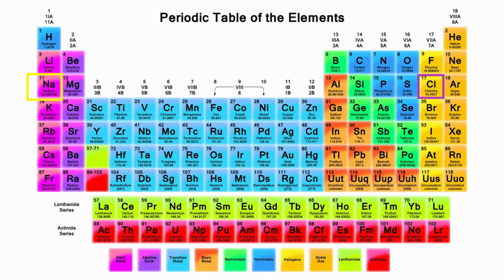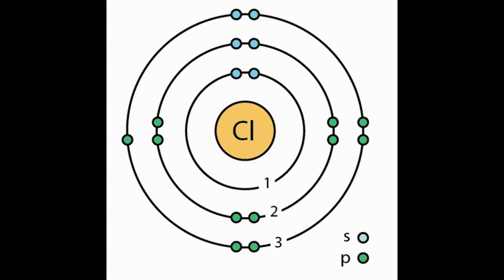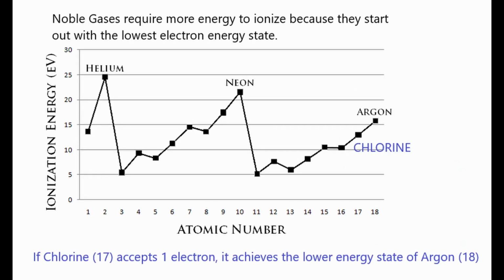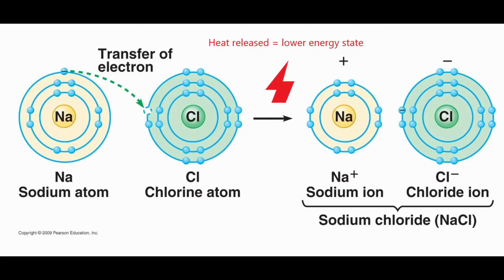For chlorine, Cl, we see that it is in the column 17 halogen group. Chlorine has 7 valence electrons. If a chlorine atom can gain just one more electron, it will have the same octet of valence electrons as the noble gas argon, Ar. The energy state of the argon electron cloud is lower than the energy state of the chlorine electron cloud. Chlorine will readily accept the one valence electron that the sodium needs to lose to achieve a lower energy state.